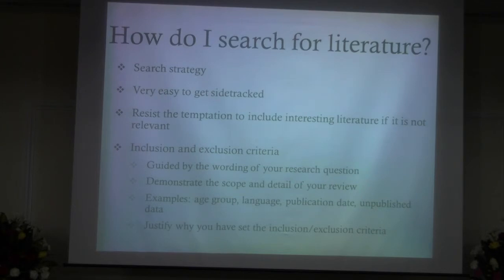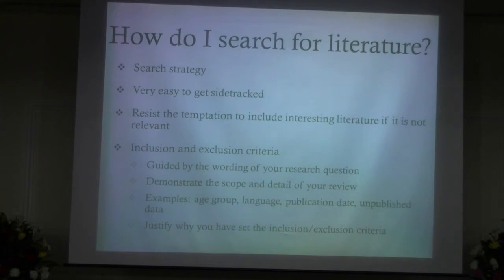Make an inclusion and exclusion criteria for what literature you want to review. There are a lot of papers out there. A lot of papers. I think I heard one doctor once say in a lecture that only about 30% of what is published is worth reading. So you have to try and find those 30%. So guided by the question, you have to make your inclusion-exclusion criteria.